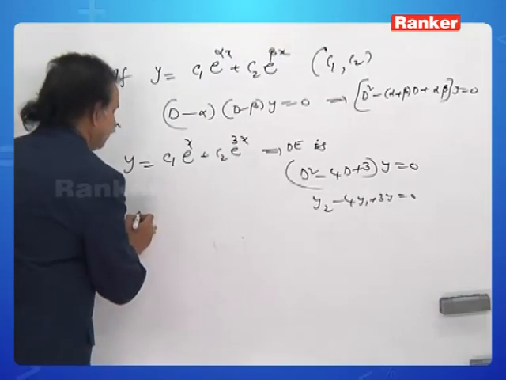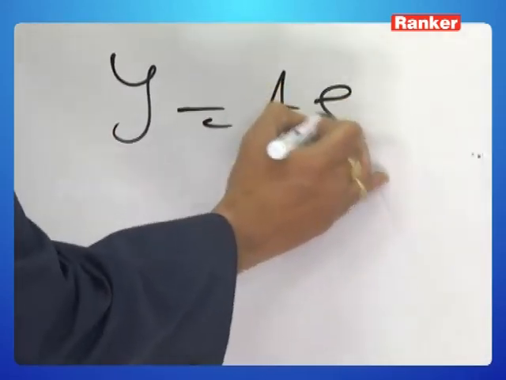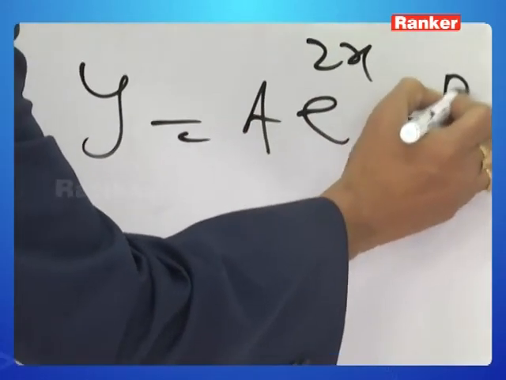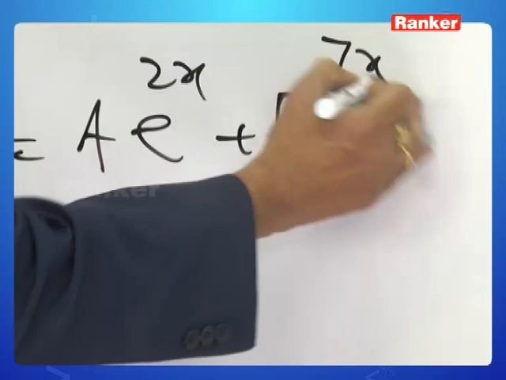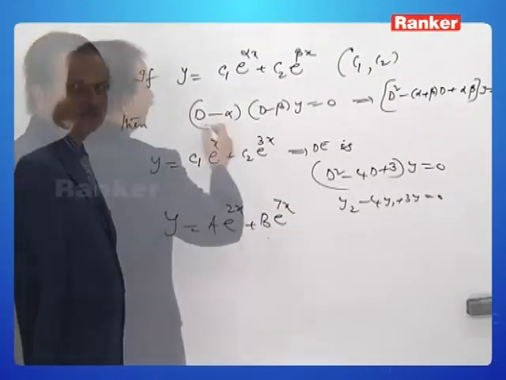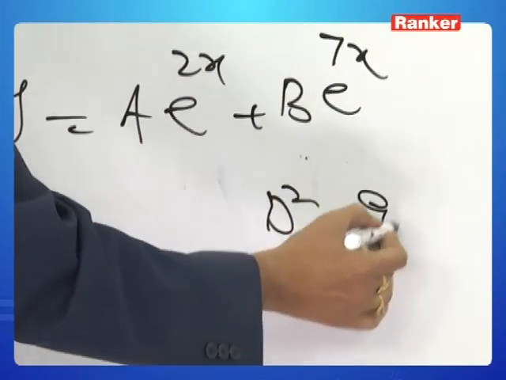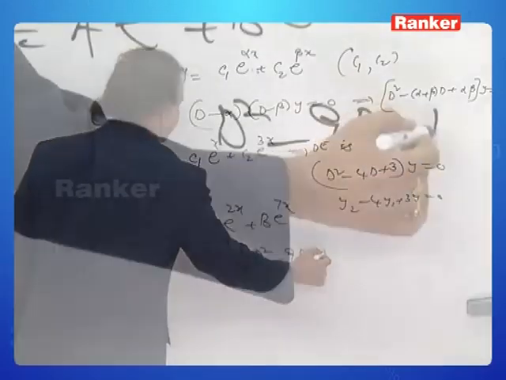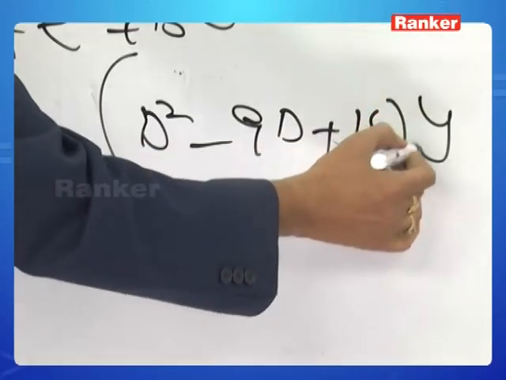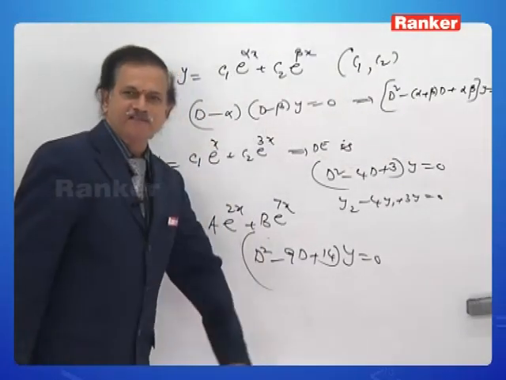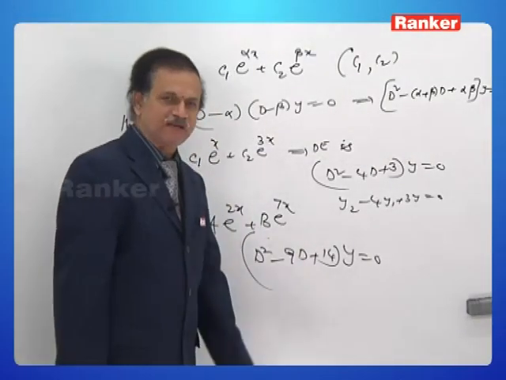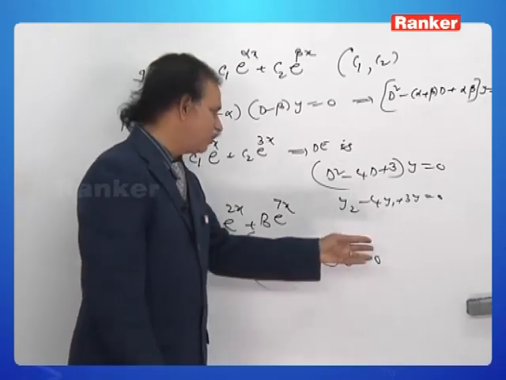Okay. Y is equal to a into e power 2x plus b into e power 7x. Come on, what is the differential equation? This is the formula. D square minus alpha plus beta, 9, D plus alpha beta, 14, of y is equal to 0. What is the differential equation? D square y by dx square minus 9 into dy by dx plus 14y is equal to 0.